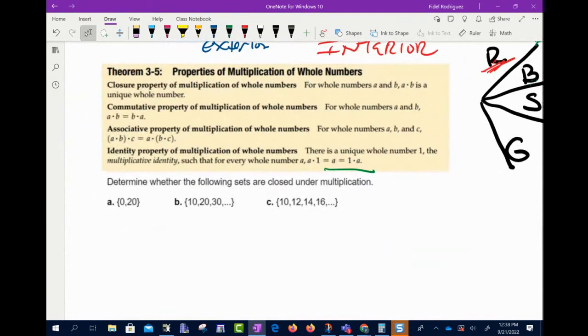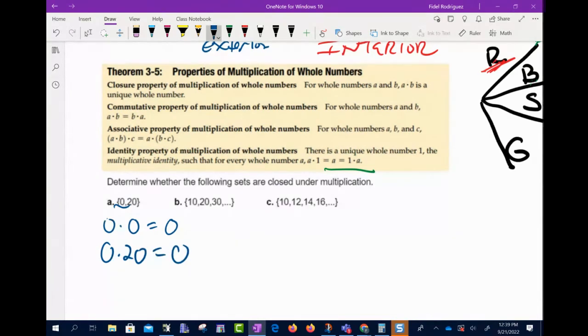Okay, so now let's talk about whether the following sets are closed under multiplication. In order for this to be closed under multiplication, what I need to do here is take every possible combination. Well, 0 times 0, that's still in my set, it's right there. 0 times 20, still 0, that's still in my set.